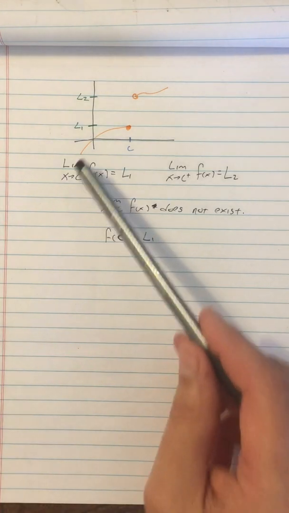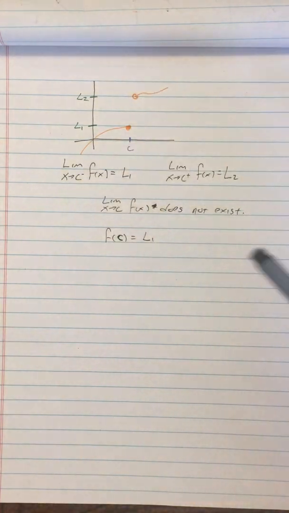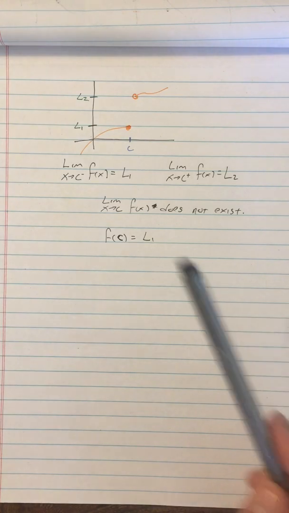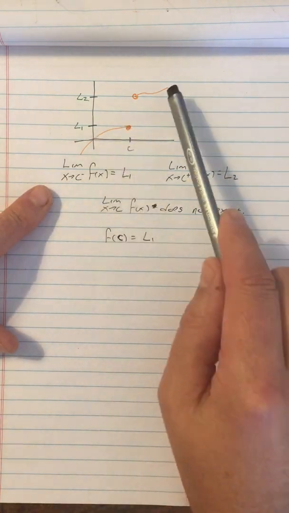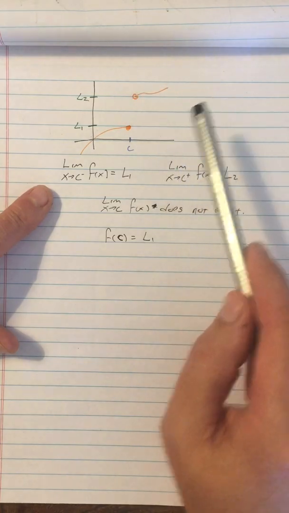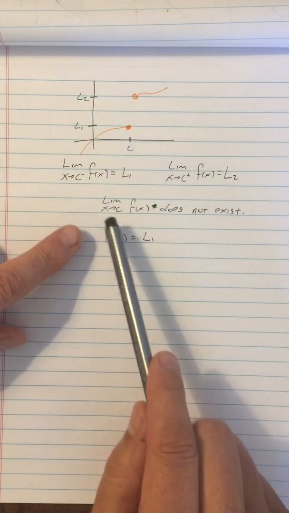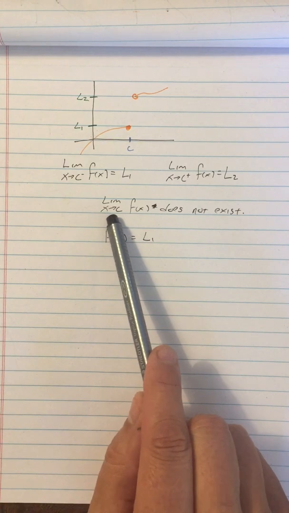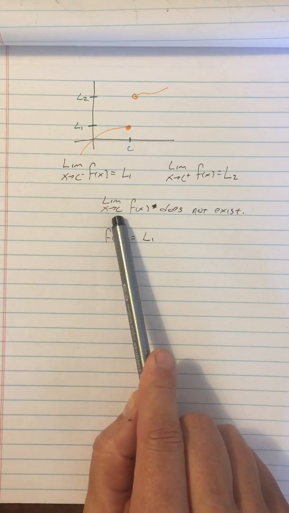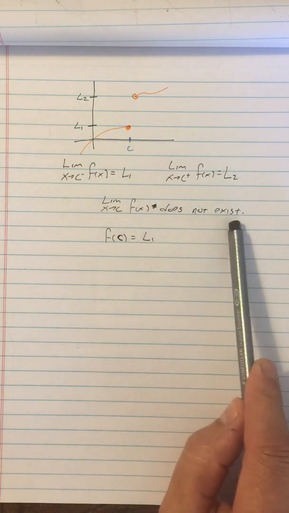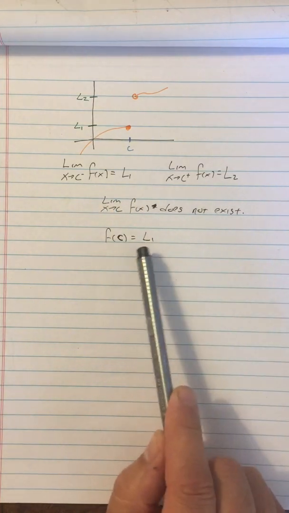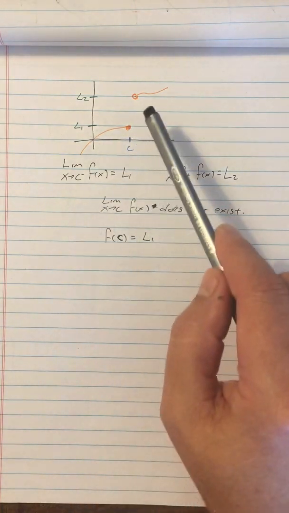All right, so we're looking at this picture where the limit as x approaches c does not exist. But here's what we can say. The limit as x approaches c from the left of f of x is L1. The limit as x approaches c from the right of f of x is L2. So when we say the limit as x approaches c, and we don't say left or right, that means both left and right. So the limit as x approaches c of f of x does not exist. But f of c equals L1 because that's where the hole is filled in this picture.